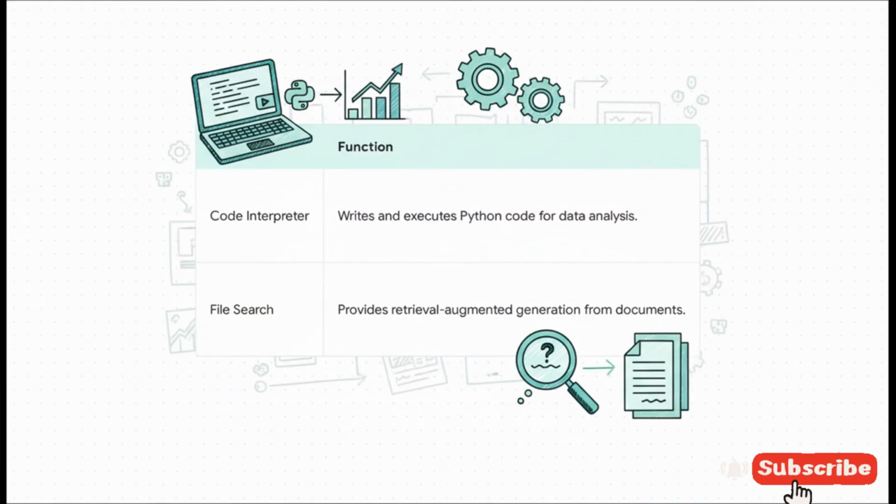And the best part is, you don't have to build all this from scratch. Foundry comes with some really powerful tools right out of the box. For instance, the code interpreter lets your agent write and run Python code to do data analysis. And then there's file search, which lets it find answers by searching through your own private documents, which is a total game changer.